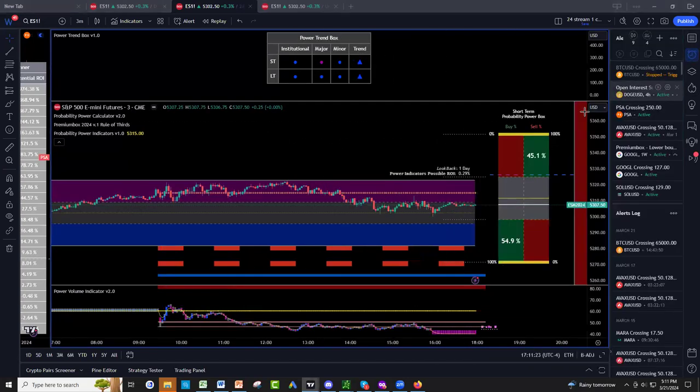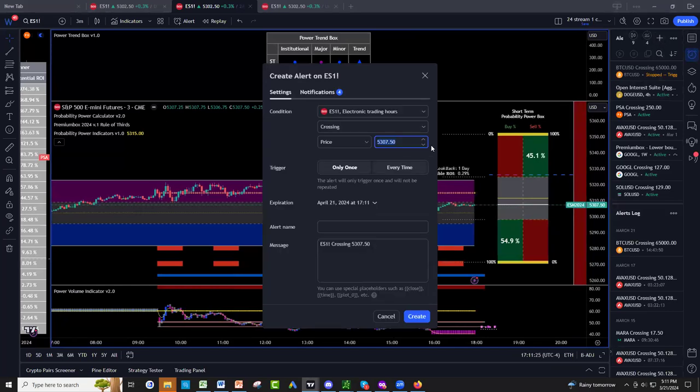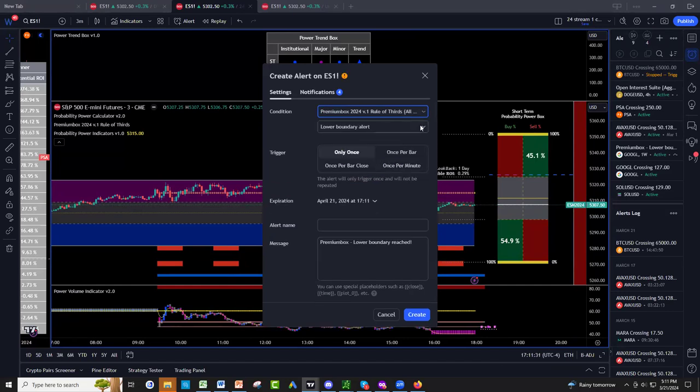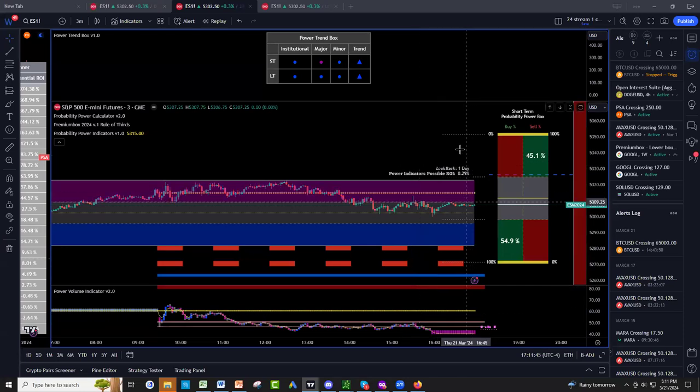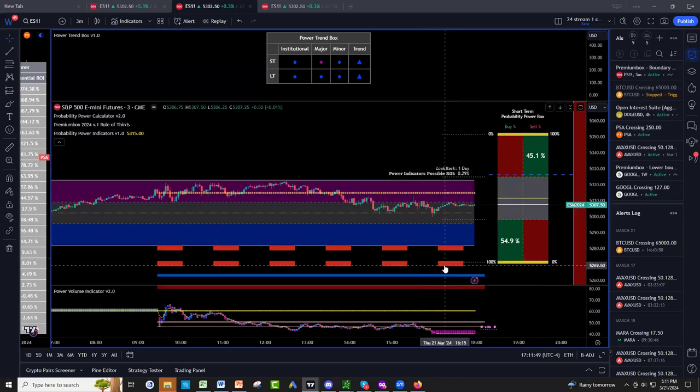If I want to do an alert here, I do the plus sign, and I can do an alert by dropping this and do an alert by the premium box calculator and say, alert me each time we are touching this high boundary line, this low boundary line, or any top or bottom boundary line. And you set the alert once per bar and boom. As soon as it rings, you have something going on. You don't have to watch it all day long in between.